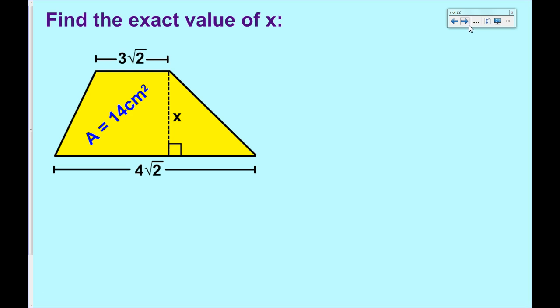So our job is to find the exact value of x. It's worth your time to copy down the drawing and label it as it sits. All right. To get started, take a look at your drawing, and you notice that you have some information about the bases and the height and the area.